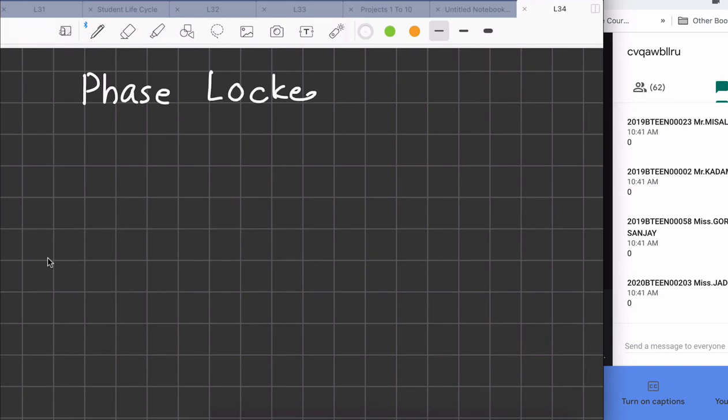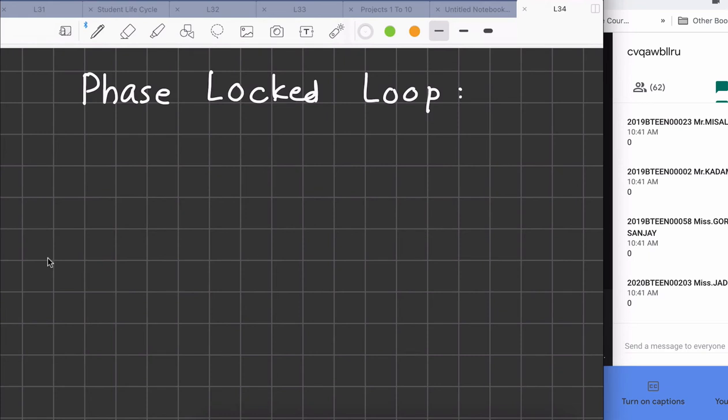locked loop. Right. So this block, this is actually a block. Let me draw the block afterwards, but I want to convey the uses of phase locked loop. If we know the uses, then we will tend to learn it. Otherwise, why spend our time?